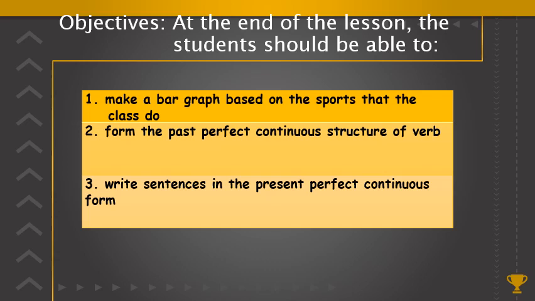And here are the objectives of the lesson. At the end of the lesson, the student should be able to: 1. Make a bar graph based on the sports that the class do. 2. Form the present perfect continuous structure of verbs. And 3. Write sentences in the present perfect continuous.